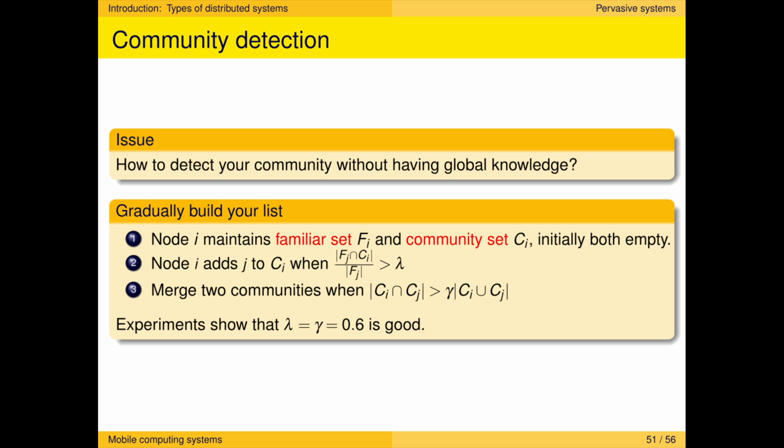So this way you actually increase your community set. And when two community sets intersection is very high, with the gamma multiplied the union of these two community sets, then you also merge those two communities into a single community. And according to the experiments, 60% is the threshold there.